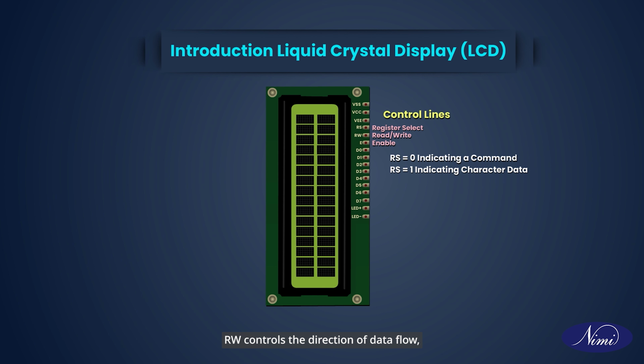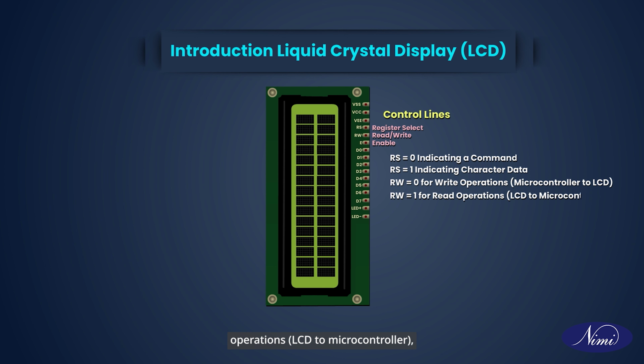RW controls the direction of data flow, with RW equal to 0 for write operations, microcontroller to LCD, and RW equal to 1 for read operations, LCD to microcontroller, although read operations are less commonly used in LCD interfacing. E, enable, initiates data transfer by latching the data present on the data lines into the LCD's internal registers.